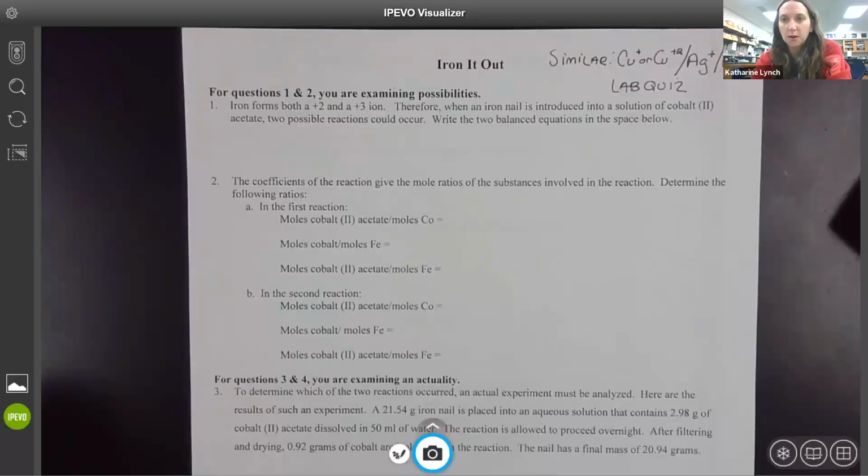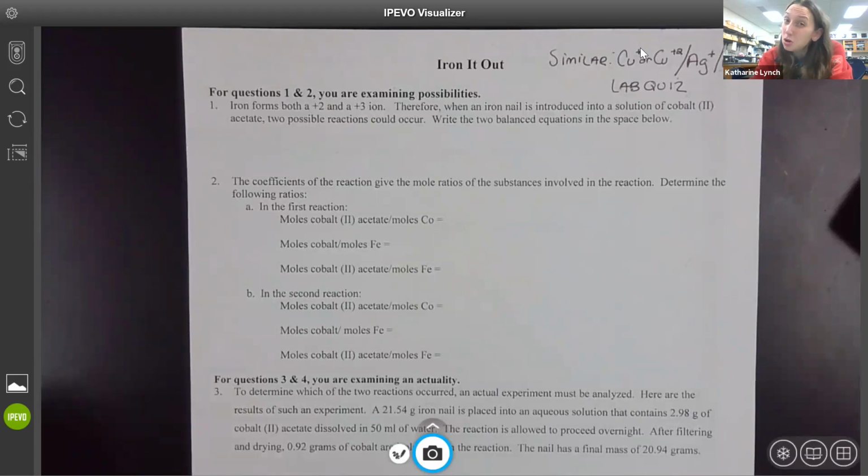I've written in the upper hand corner that this worksheet is going to be very similar to our copper silver nitrate lab. That lab that we're doing in class is copper +1 or +2. We've got to figure that out. This worksheet is going to help us figure that out. We already know the charges of silver and nitrate in our copper silver nitrate lab, but it's the copper we've got to figure out.